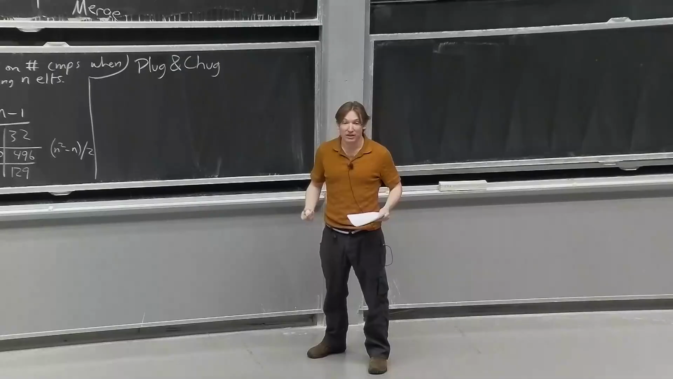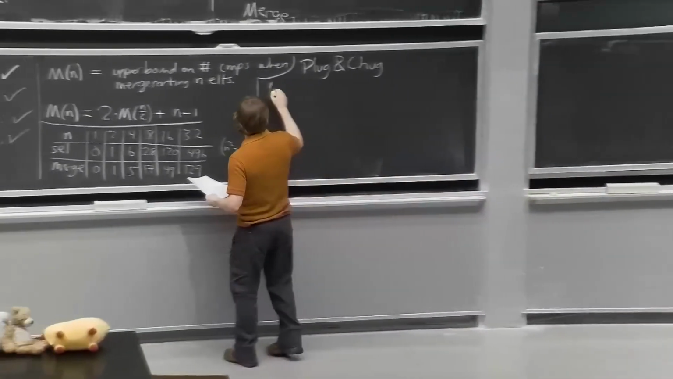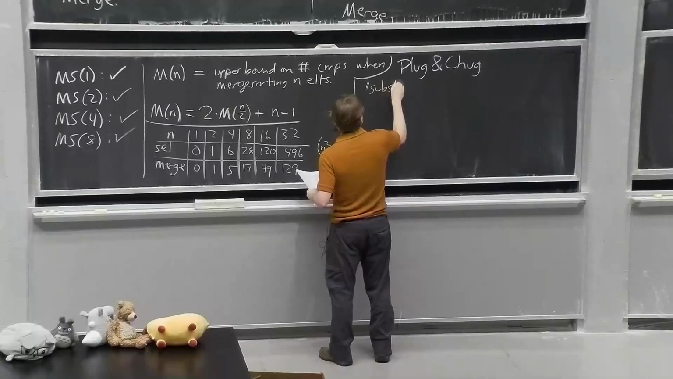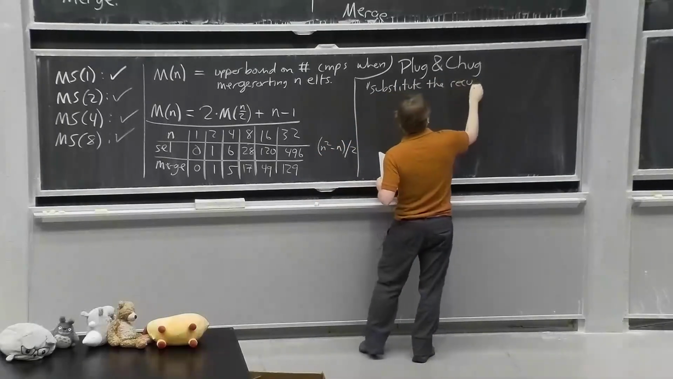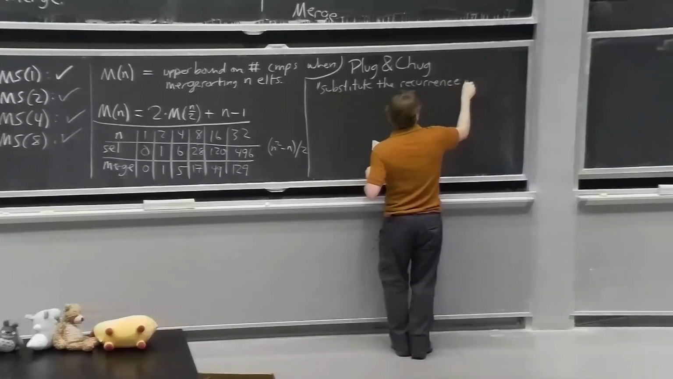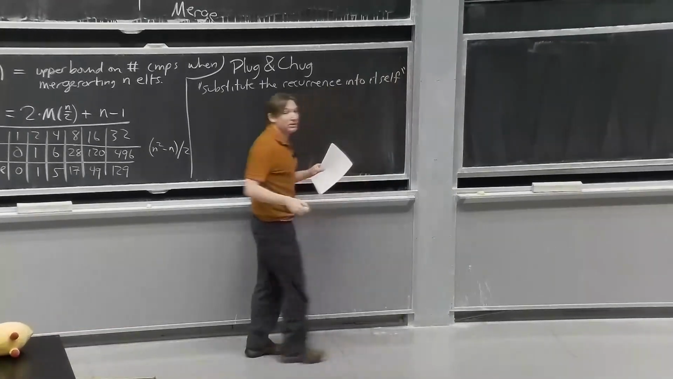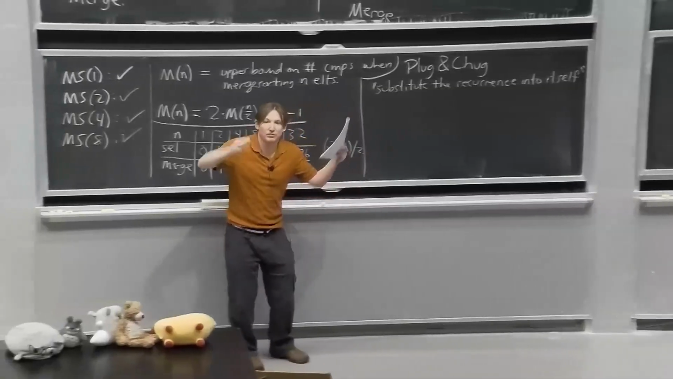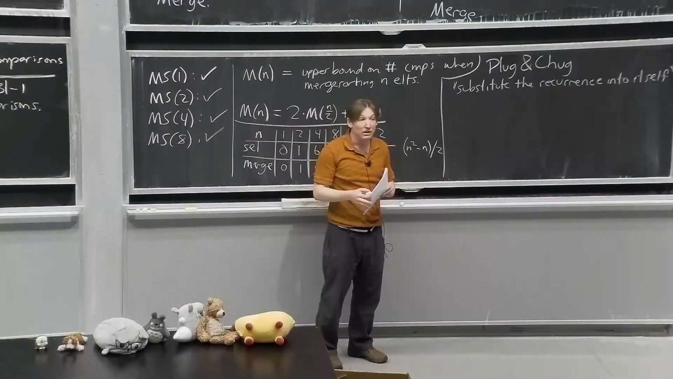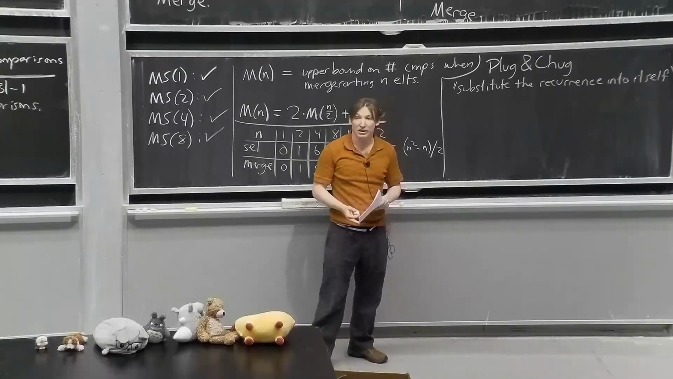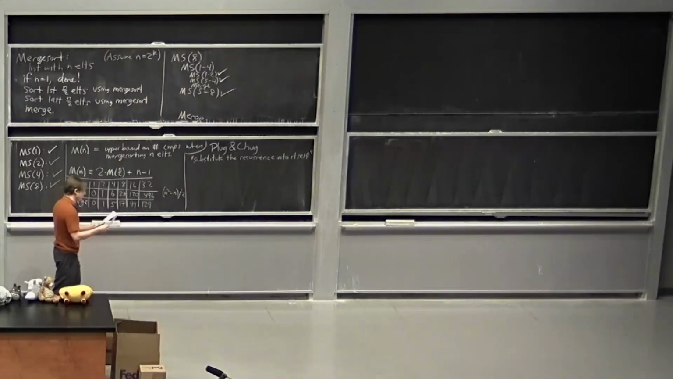We have the plug and chug technique, which looks like the following. Roughly speaking, substitute the recurrence into itself, so we get expanded and expanded versions of the formula, and look for a pattern in that expansion. Let's see if we can do that with merge sort.